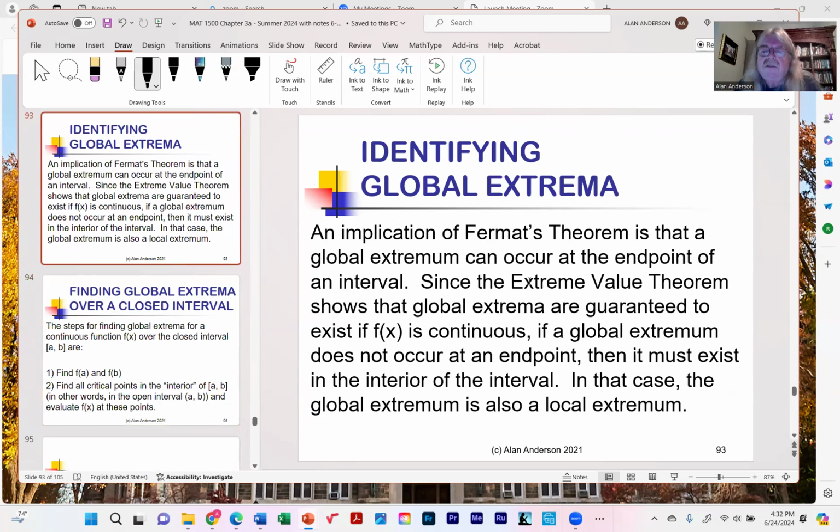Okay. So according to this, the global extrema are guaranteed to exist if f of x is continuous. If it does not occur at the endpoint, it must be at the interior. And then it is also a local. So something like this. In this case, the global minimum is here, but this would be our global maximum at the endpoint.